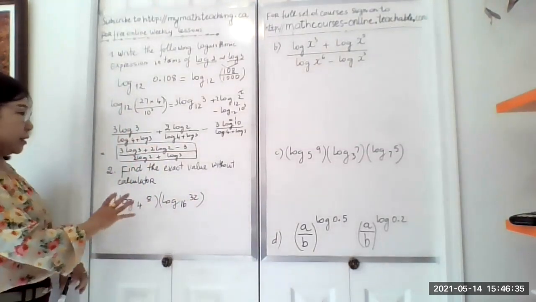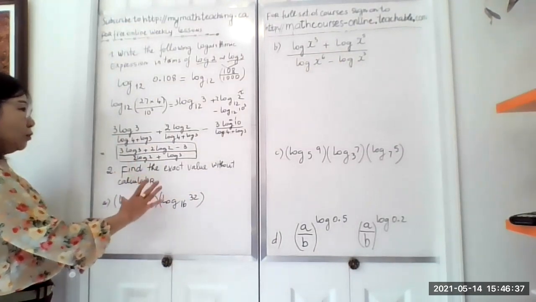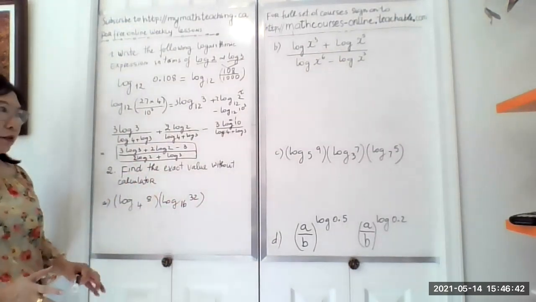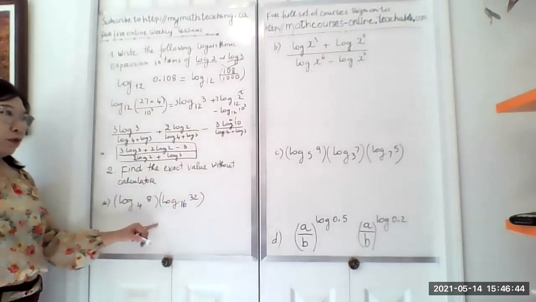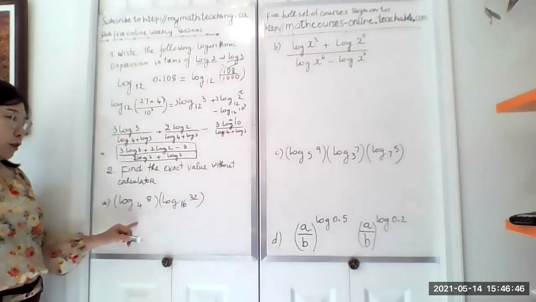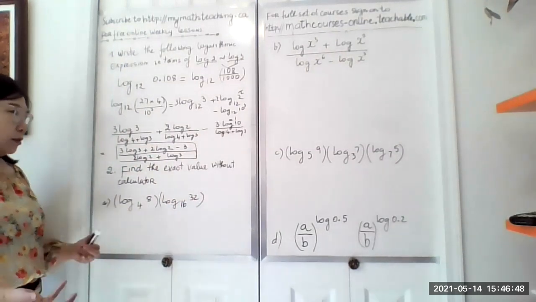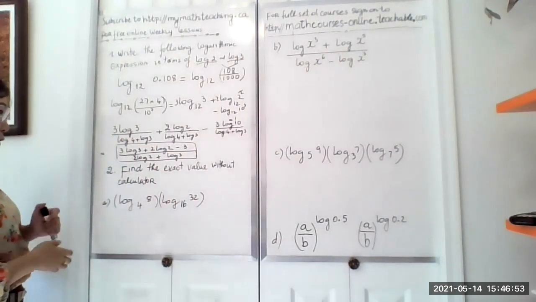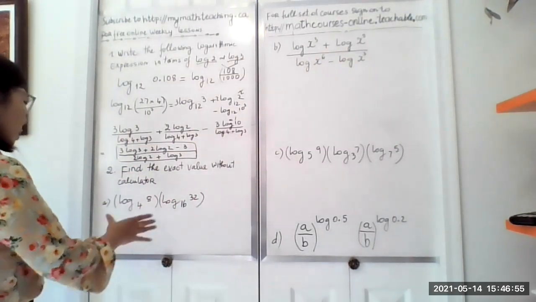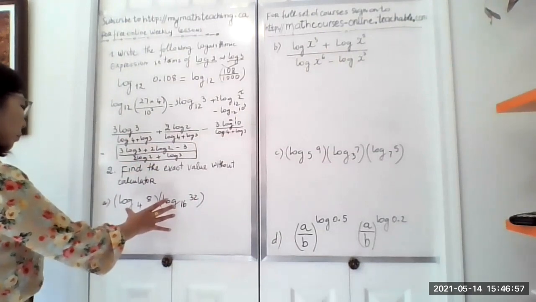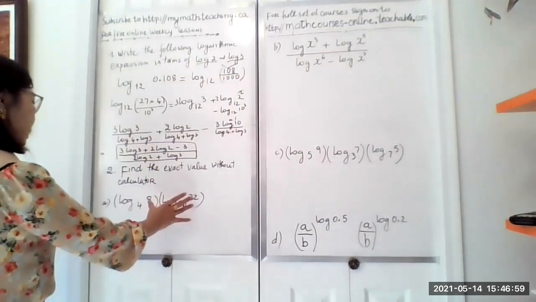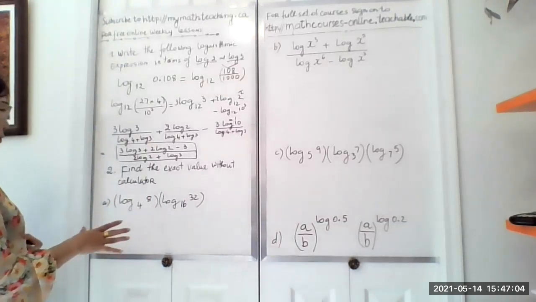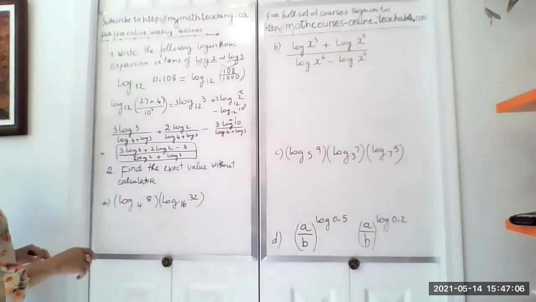Now let's look at the second question. The second question says find the exact value without a calculator. So in this question, we have to evaluate the product of these two logs multiplied together without using the calculator. So how are we going to do this? This is log 4 of 8 times log 16 of 32. So I think we just simplify one bracket at a time.